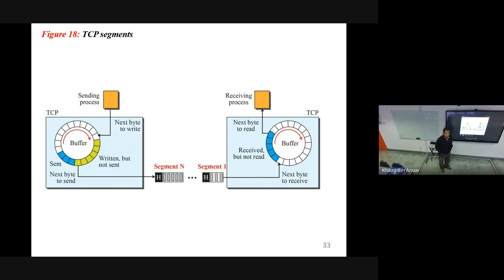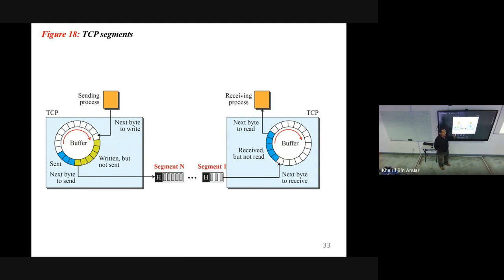And again, as mentioned, if you have a lot of data which is bigger than the size of the TCP packet itself, it has to be segmented into different numbers of packets. So you need to have a sequence number. Later in the header of your TCP, you will see that you will have some information of the sequence number and also the acknowledgement number. So these two would be added to your TCP header itself.